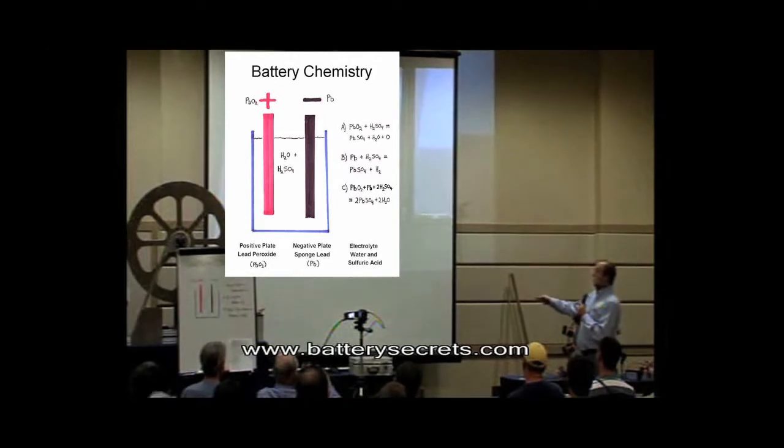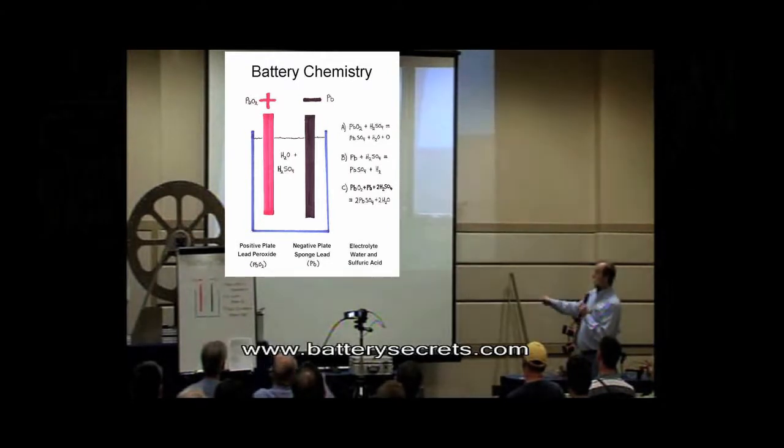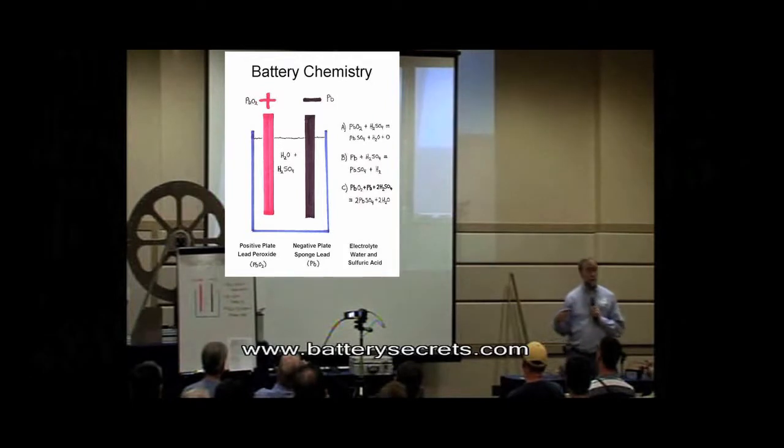So when we combine these two reactions, what we get is lead oxide plus lead plus sulfuric acid, and we get two reaction byproducts. One is, of course, a lead sulfate from this one and a lead sulfate from this one, so now we have two lead sulfates. And by the way, what that means is that lead sulfate is plating out on the positive plate and lead sulfate is plating out on the negative plate. That's not obvious in the formula, but that's physically what's happening.